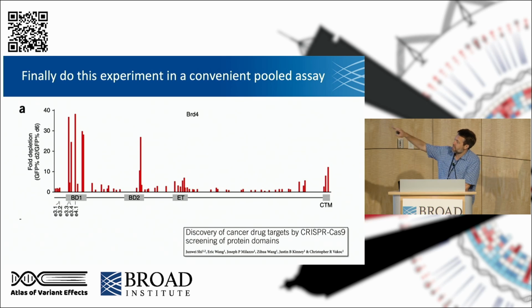However, this was done in an array-based format, so one perturbation at a time, read out in 96-well format, in order to achieve the resolution necessary to build a nice map. This is not an approach that scales to pooled screening. You just don't have the resolution of being able to do a very nice ratio like this.